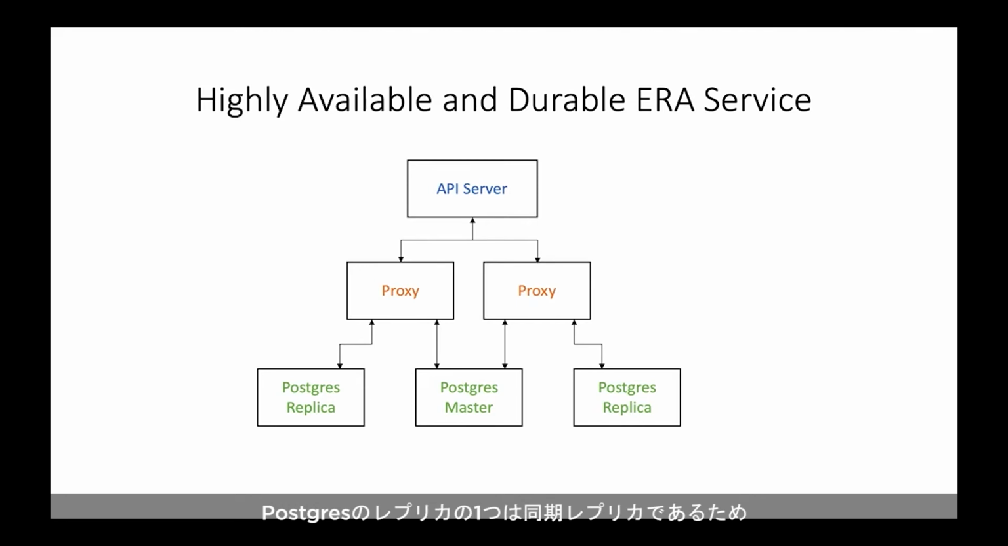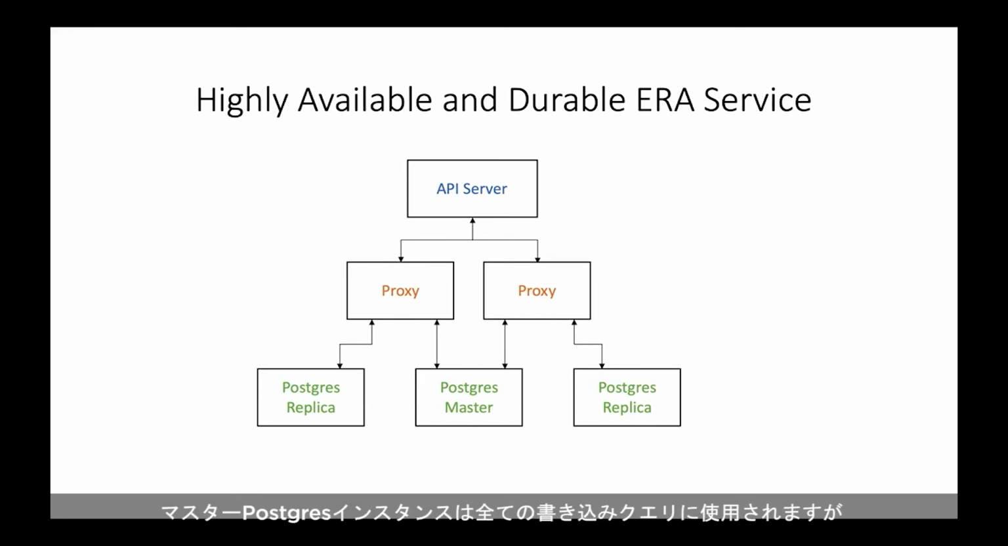Any entity data that is inserted or updated by Era now gets replicated across these three Postgres nodes. One of the Postgres replicas is a synchronous replica, ensuring that not a single transaction is lost in case the master fails. This architecture also provides higher availability. In case the Postgres master fails, we automatically fail over to the synchronous Postgres replica, hence keeping the Era service alive.